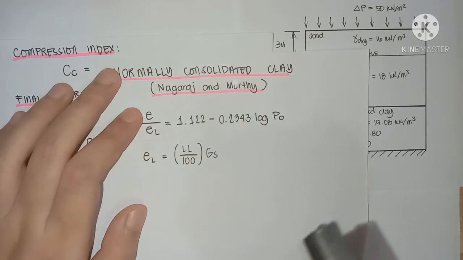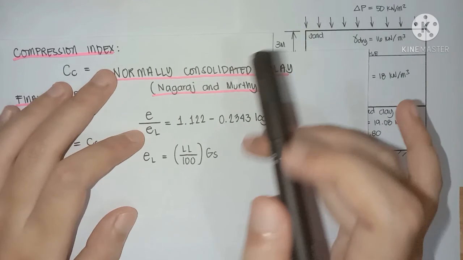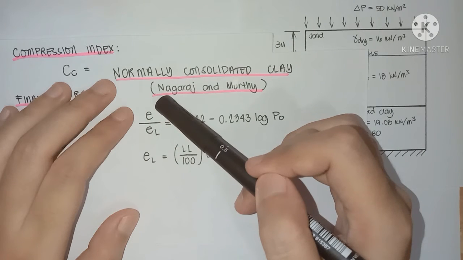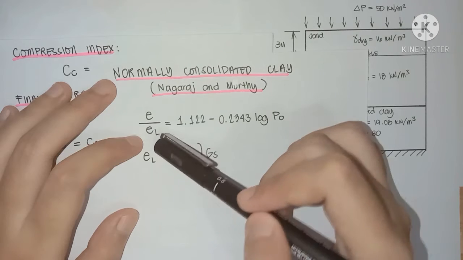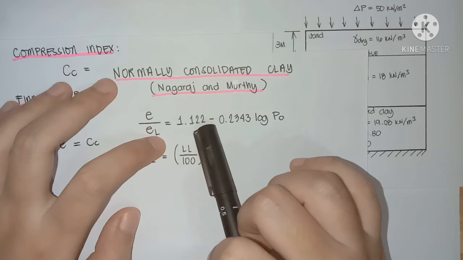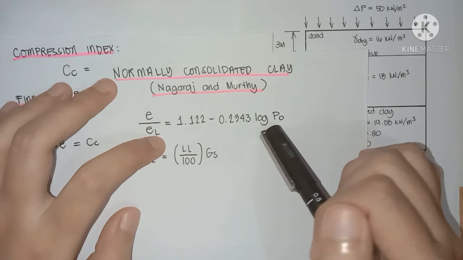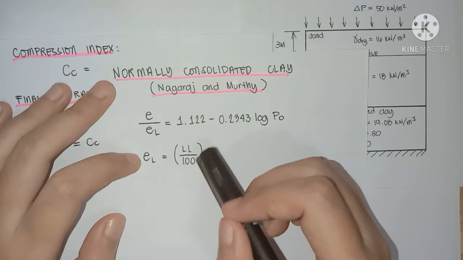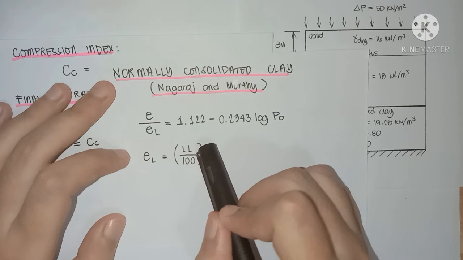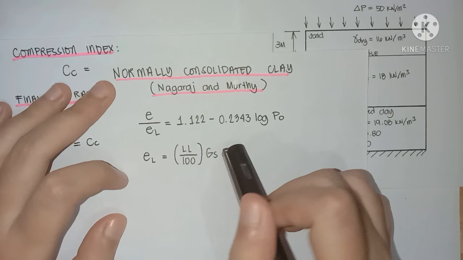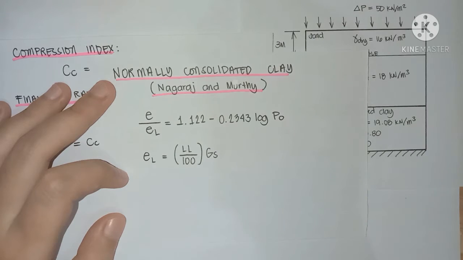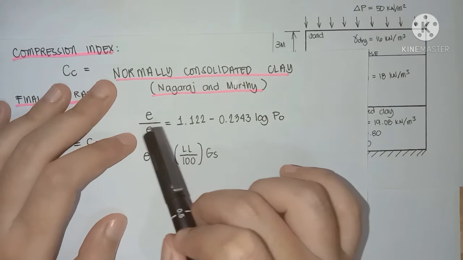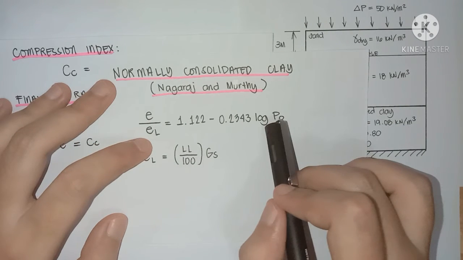Since sa problem, it was stated that the clay is normally consolidated, pwede natin gamitin itong equation ni Nagaraj and Murphy. So, e, or our initial void ratio, divided by void ratio at liquid limit is equal to 1.122 minus 0.2343 log effective stress, wherein void ratio at liquid limit is equal to liquid limit divided by 100 times Gs. So to get the LL, we need the values of Gs, which is given na siya, as well as the value of void ratio at liquid limit. So, to get this, gagamitin natin to. Na kung saan, given na yung ating void ratio, ang kulang na lang is yung effective stress.